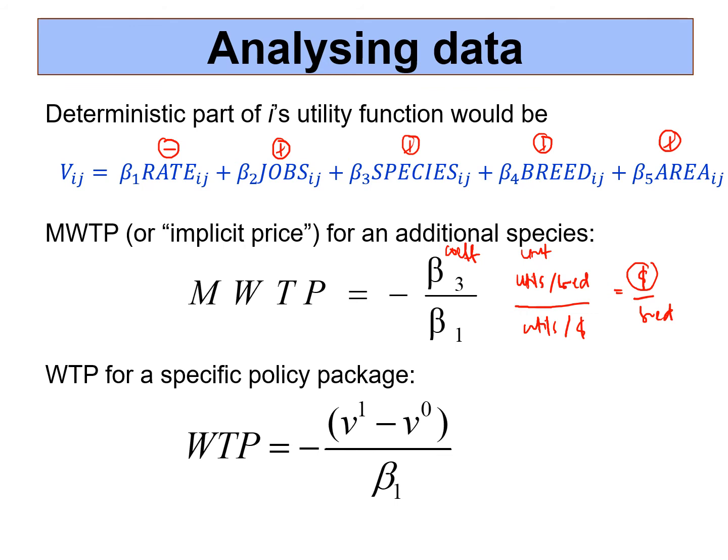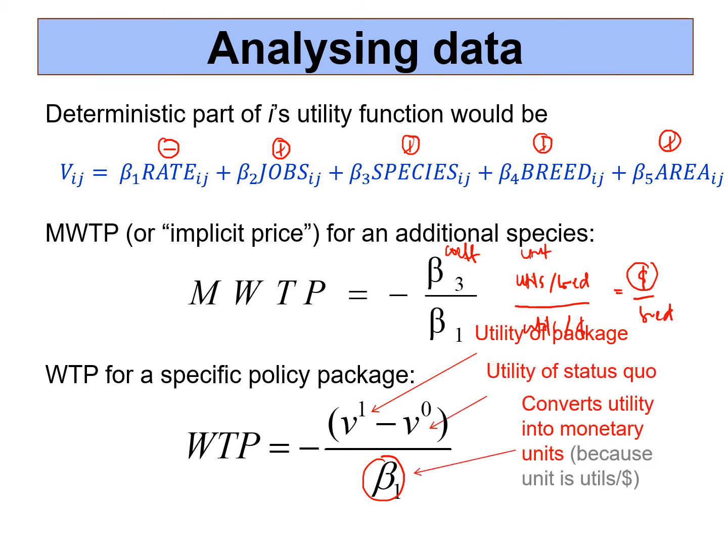So the willingness to pay for a specific policy package is negative. V1 is actually our utility after the policy is introduced, minus V0, or we can say the utility before the policy is introduced, over beta 1. Definitely we have to divide it by beta 1 because this is the rate of payment. Okay, so this is the utility of the package and the status quo, and you will get the value of willingness to pay for a specific policy package.